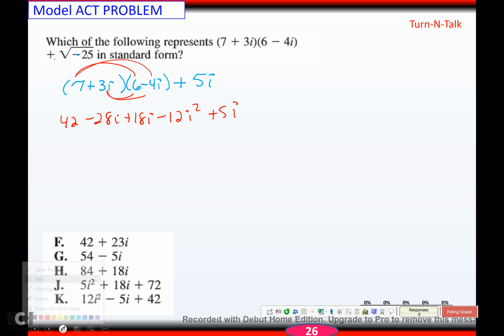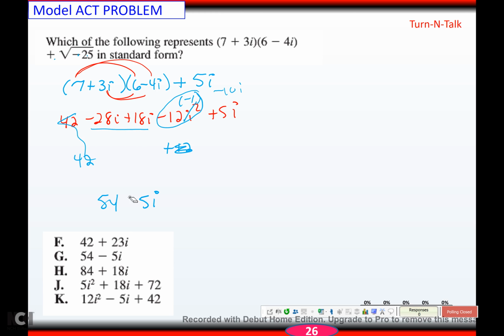Well, now I can combine like terms and get rid of i squared. That i squared is going to be negative 1. Negative 12 times negative 1 is positive 12. And I have the 42, which makes 54. So there's my constants. My i's: negative 28 plus 18 is negative 10i, plus 5i is negative 5i. Okay?